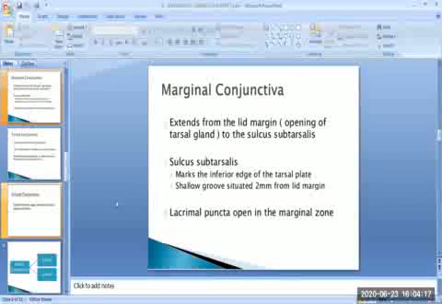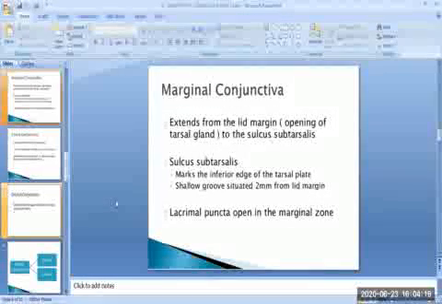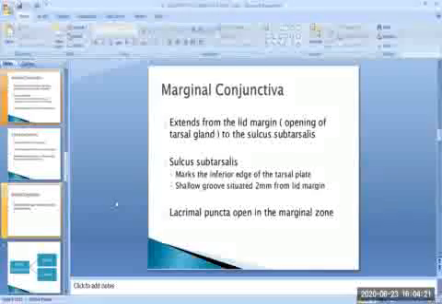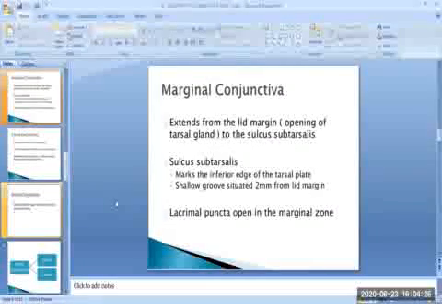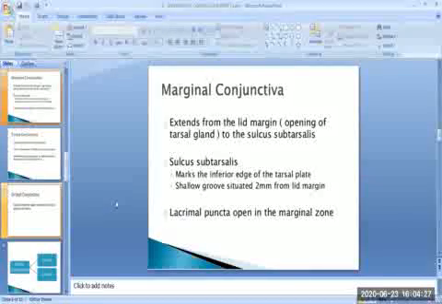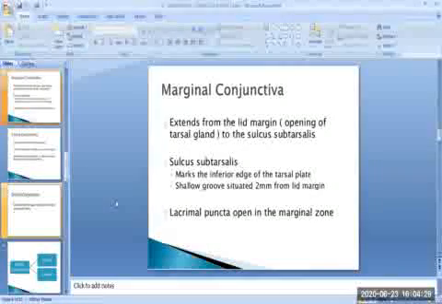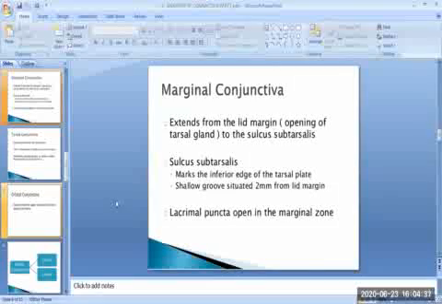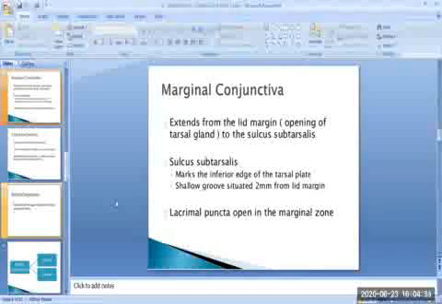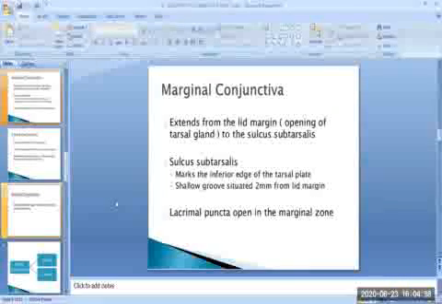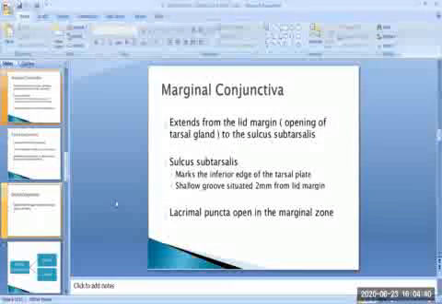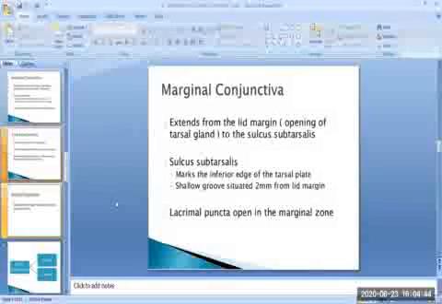What is marginal conjunctiva? It extends from the lid margin, which is the opening of the tarsal gland, to the sulcus subtarsalis. What is sulcus subtarsalis? It marks the inferior edge of the tarsal plate. It is a shallow groove situated 2 mm from the lid margin. The lacrimal puncta open in the marginal zone.